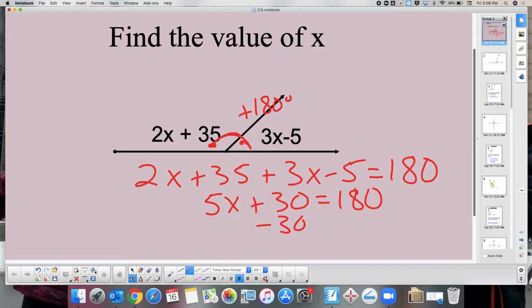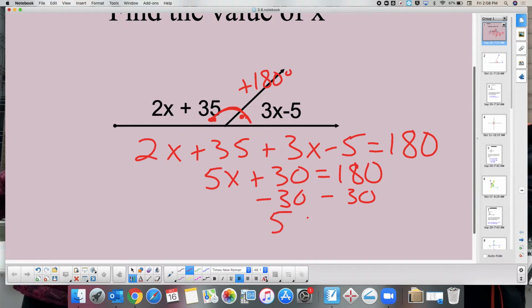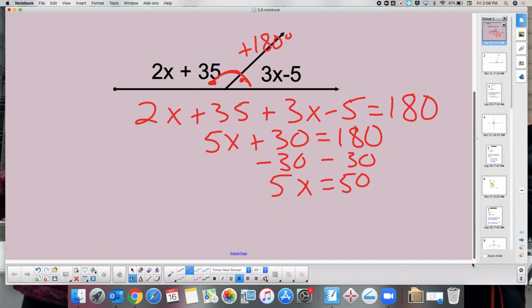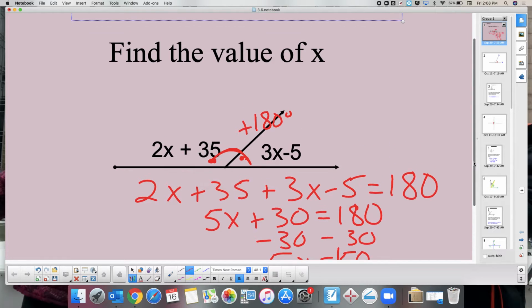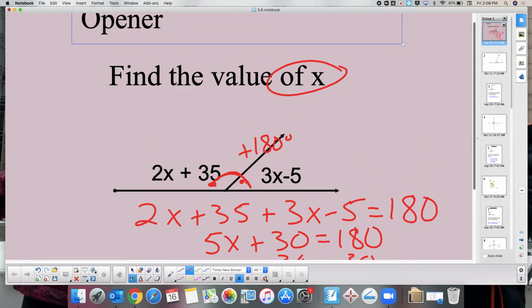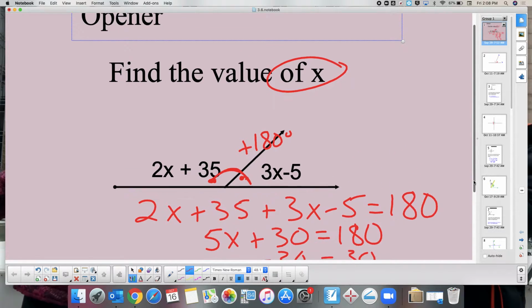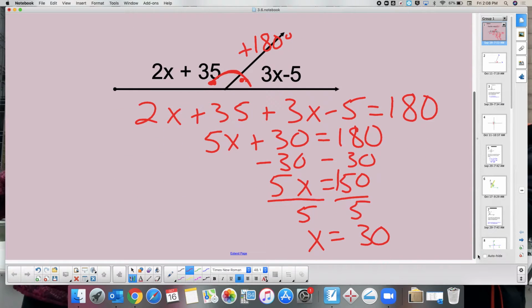Bring our 30 over. So we have 5x equals 150. And divide. So we get x to equal 30. Now, if you look at the directions, they actually ask you to find the value of x. We do not need to plug this in, although you can if you'd like to double check your answer. But your answer is actually 30.